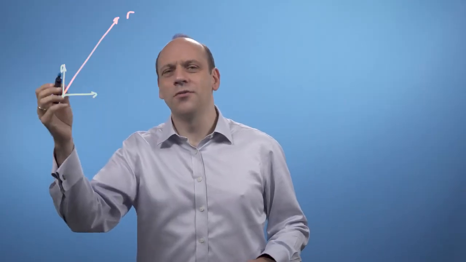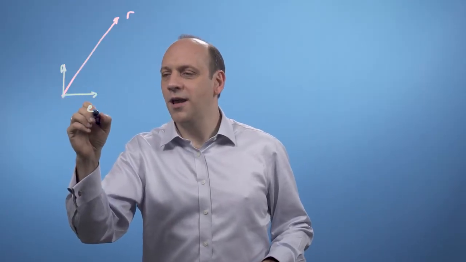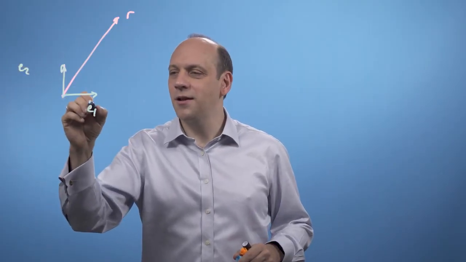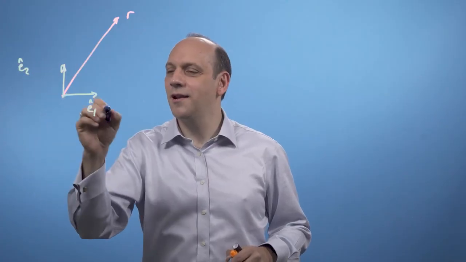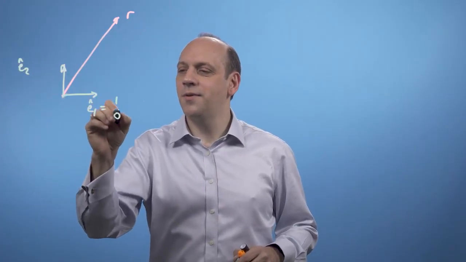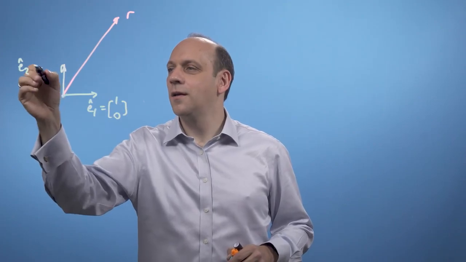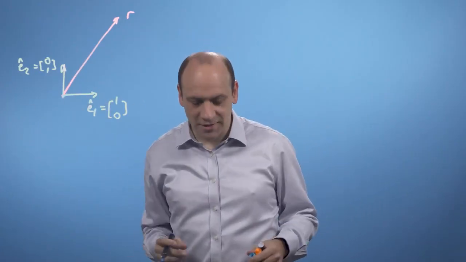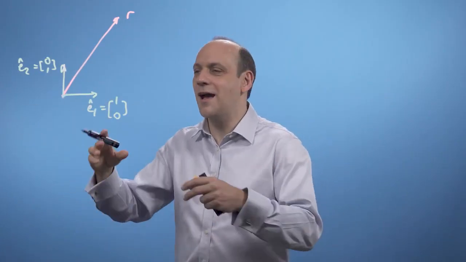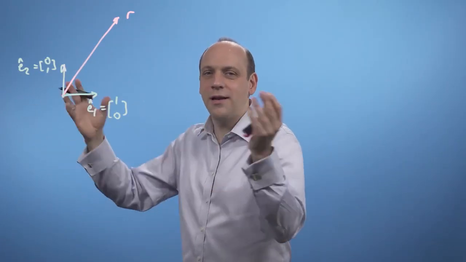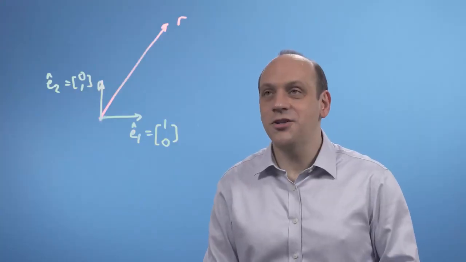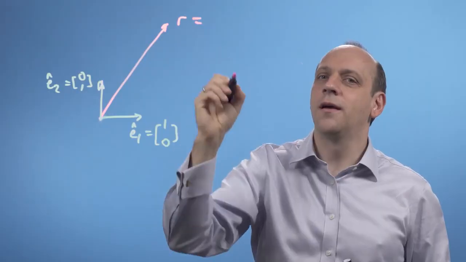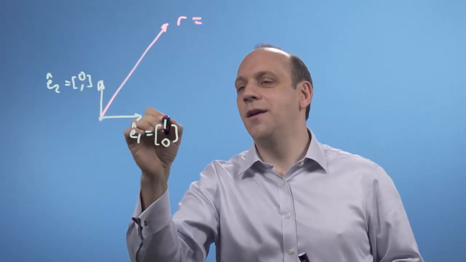I'm going to give them names. We called them i and j before. I'm going to give them names E1 and E2. I'm going to define them to be of unit length, so I'm going to give them a little hat, meaning they're of unit length. And I'm going to define them to be the vectors 1, 0 and 0, 1. And if I had more dimensions in my space, I could have E3 hat, E4 hat, E5 hat, E a million hat, whatever.